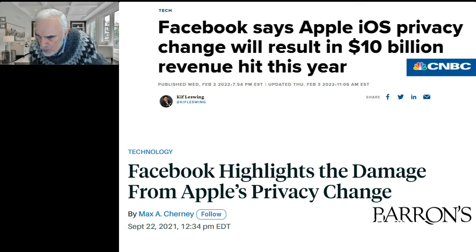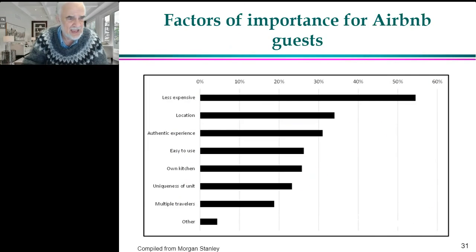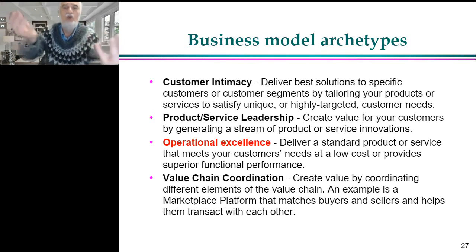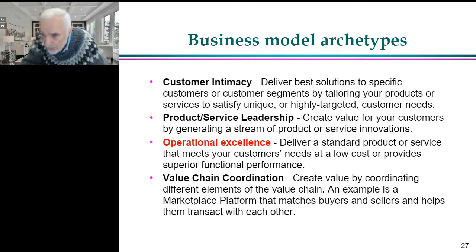There's a question: you have mentioned that you will describe 4 business model archetypes. Will you summarize these later? Maybe now, so we can go back and summarize them again. We introduced them through the examples, but this slide summarizes all 4. The first one is customer intimacy, where we deliver the best solutions to specific customer segments through the use of customer data. Product service leadership, where we innovate products or services. Operational excellence, where we reduce cost or increase functionality of a product or service homogeneously for a large number of customers. And value chain coordination, which is what we've seen in the case of Airbnb and Be My Eyes, where we coordinate elements of the value chain, and a special case of that is a marketplace.